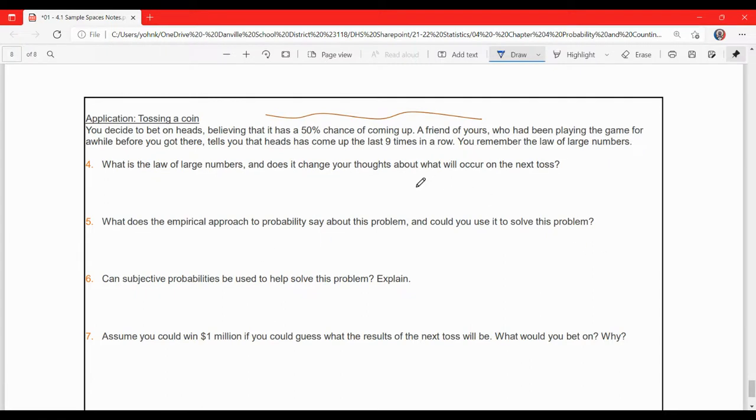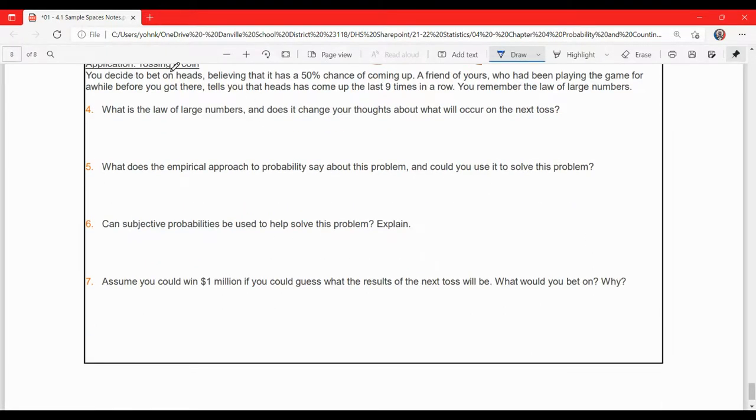So you decide to bet on heads. So we are betting on heads, believing that it has a 50% chance of coming up. A friend of yours who had been playing the game for a while before you got there tells you that heads has come up the last 9 times in a row. You remember the law of large numbers.